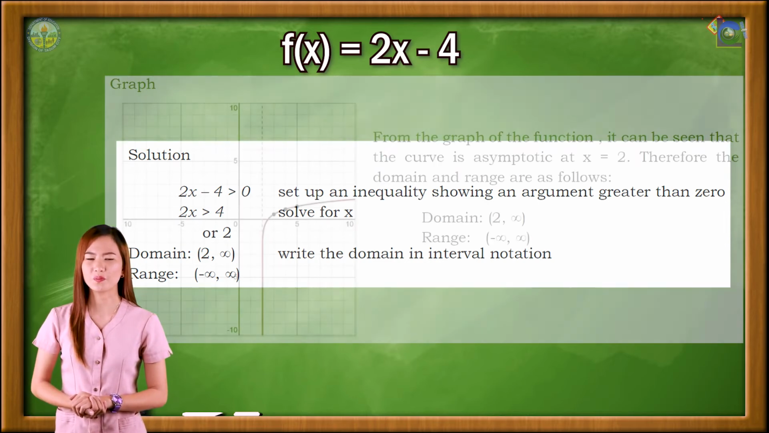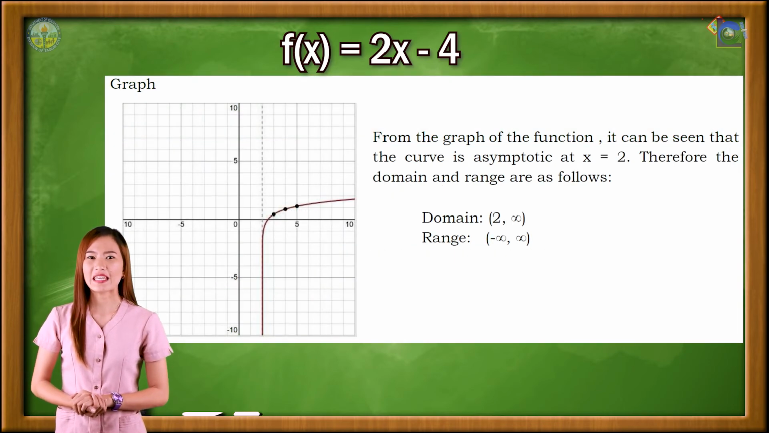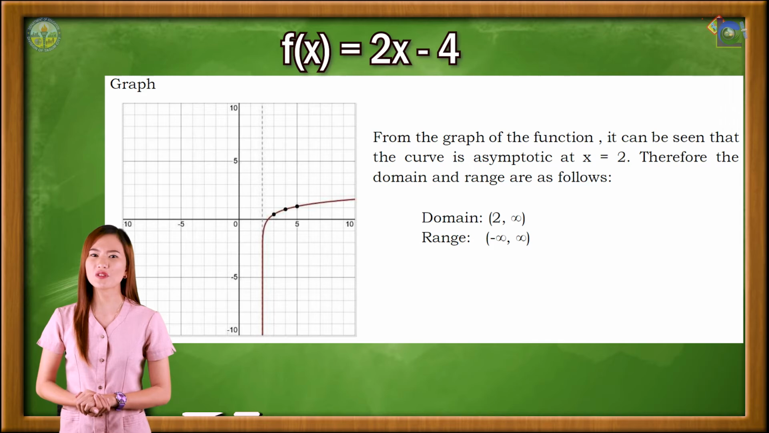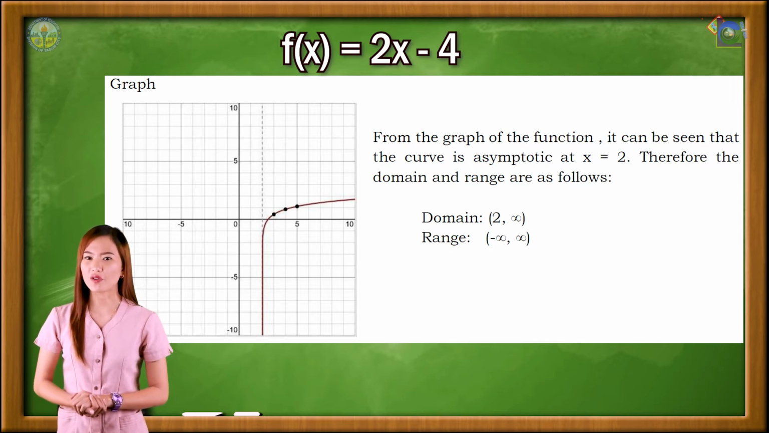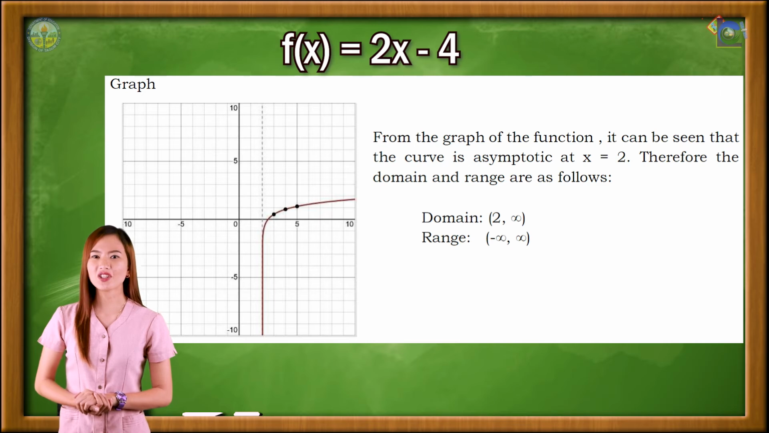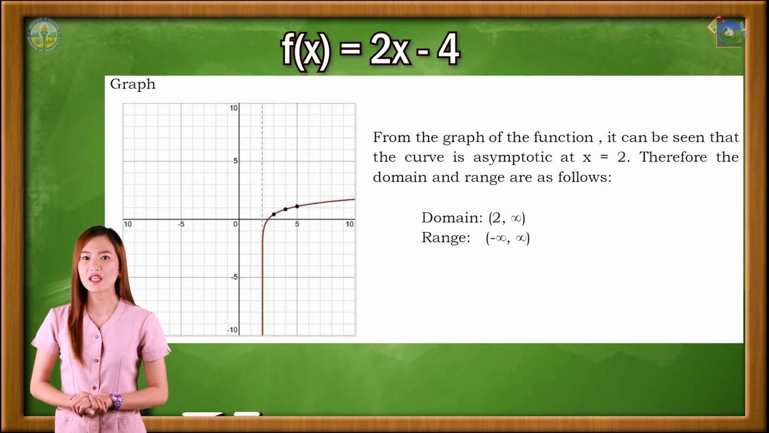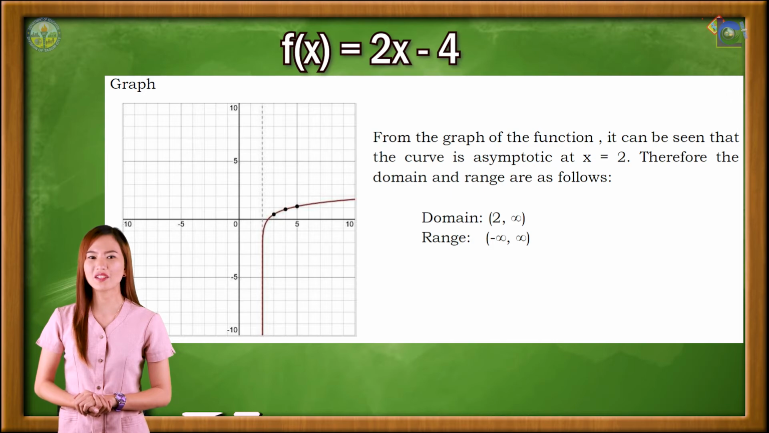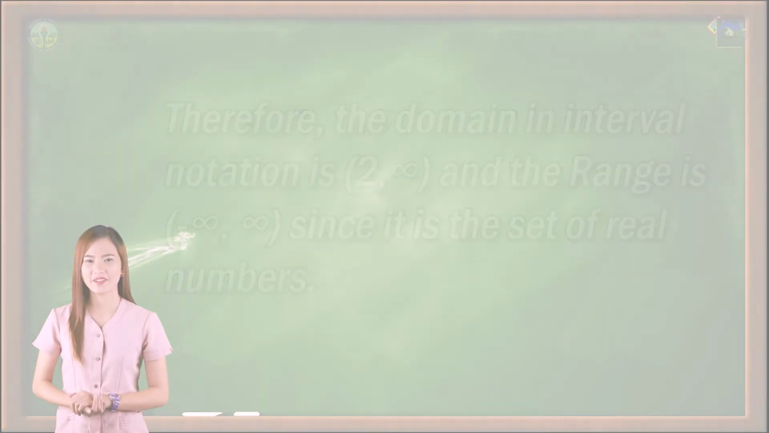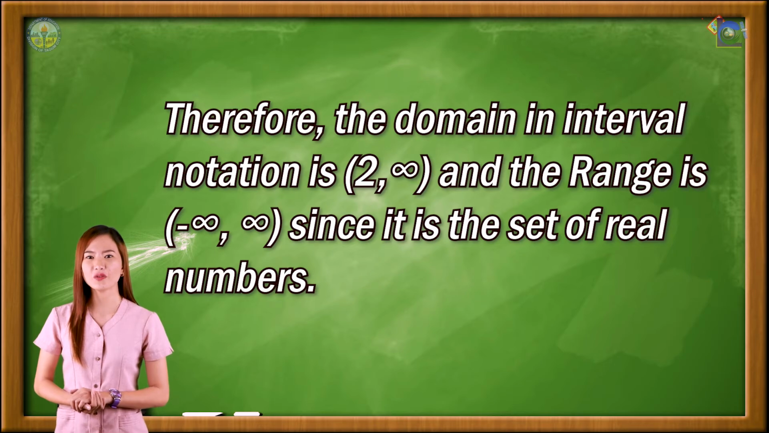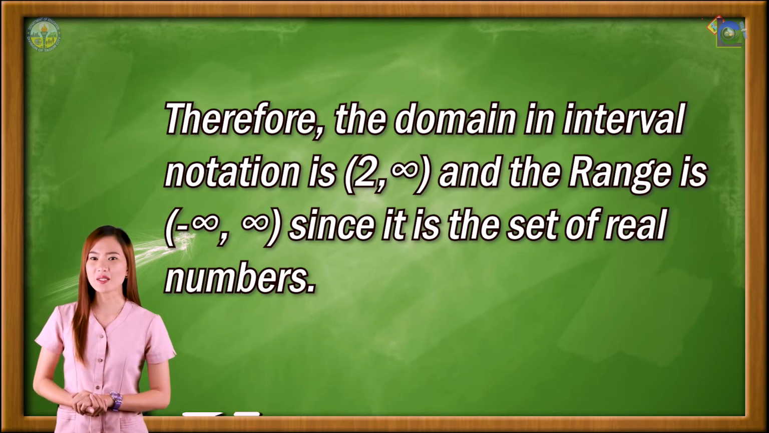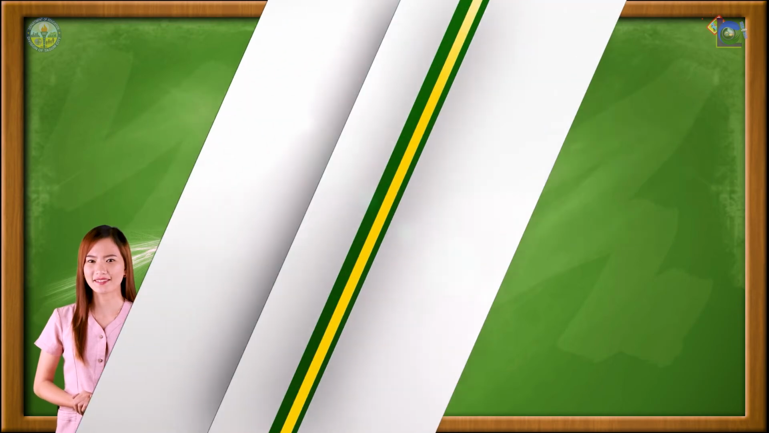x now is greater than 2. From the graph of the function, it can be seen that the curve is asymptotic at x equals 2. Therefore, the domain in interval notation is from 2 to positive infinity, and the range is negative infinity to positive infinity, since it is the set of all real numbers.